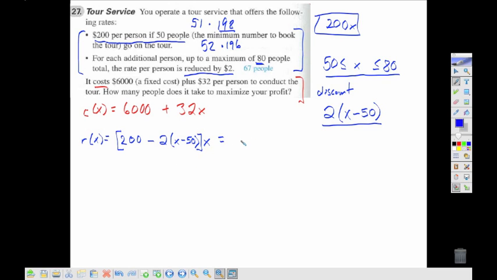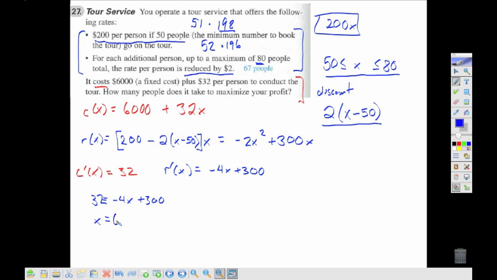So then our revenue could be simplified to negative 2x squared plus 300x. So those are our basic functions for cost and revenue. If we want to solve this then, following the rule that they gave us in this section, we want to look at c prime of x, which would give us 32. And we could look at the marginal revenue, which is going to give us negative 4x plus 300. Setting those equal to each other, we can solve that and get 67 people.